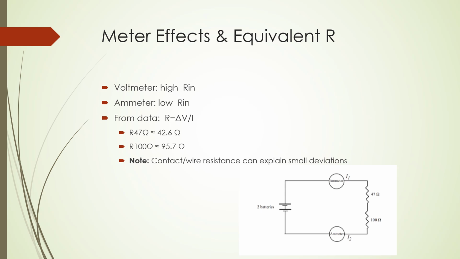Meter effects and equivalent R: voltmeter high R in, ammeter low R in, and from data R equals delta V over I, which gives us for the 47 ohm resistor 42.6 ohms, and the 100 one we got 95.7 ohms. And quick note, the contact and wire resistance can explain small deviations that we had in the previous slide.